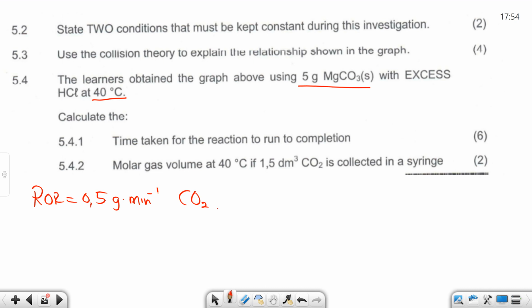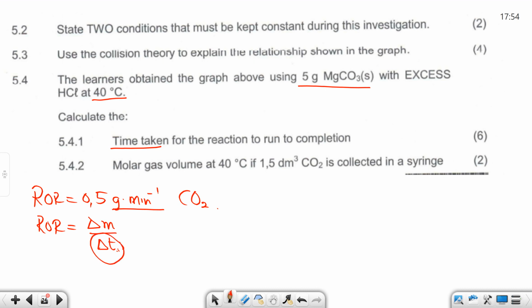CO2. Is that fine with us? The unit will always give you the formula they used. So, I could come here and say rate of reaction is equal to what? Change in mass over change in time. By the way, what are we looking for? Time. Oh. That's what I'm looking for.